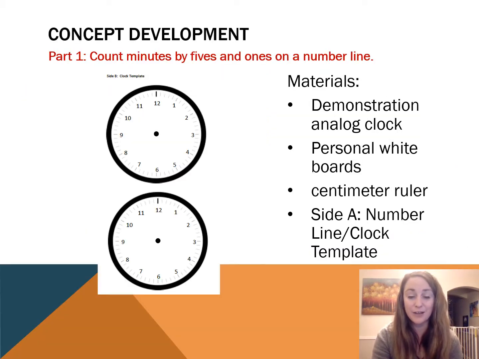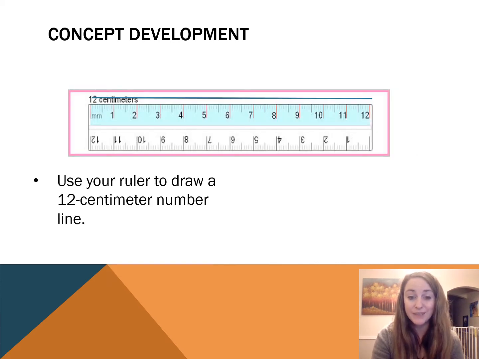Next, we're going to talk about some virtual tools we will be using. You will be able to look at the template on my presentation. You should have something to write with, whether whiteboards or paper, as well as a centimeter ruler. Use your ruler to draw a 12 centimeter number line. If you are missing your ruler that was provided with the material bag, you can find a book or another straight edge.